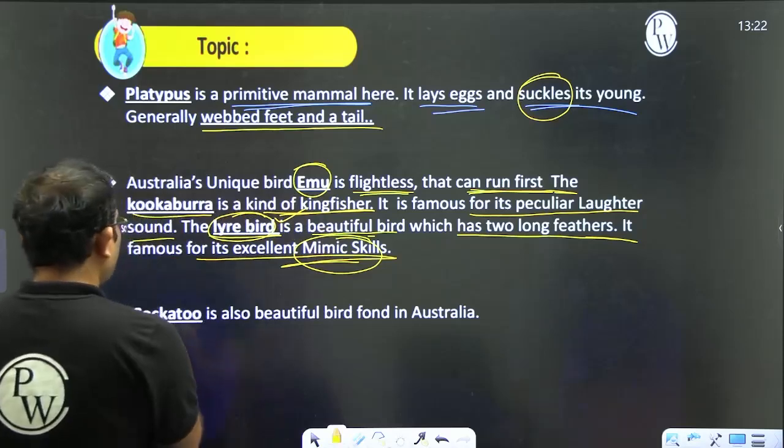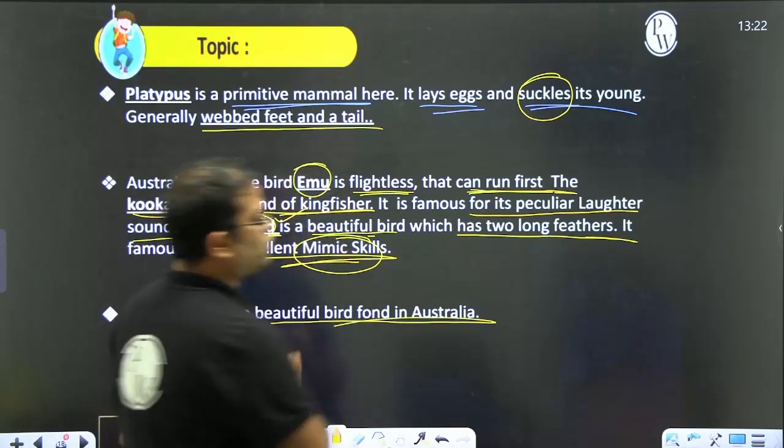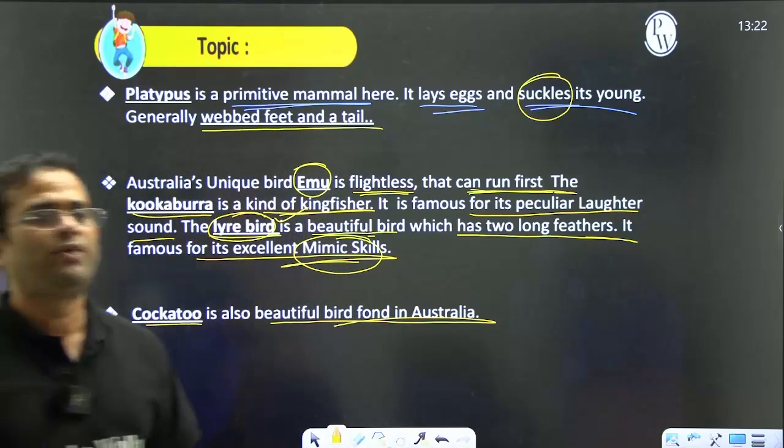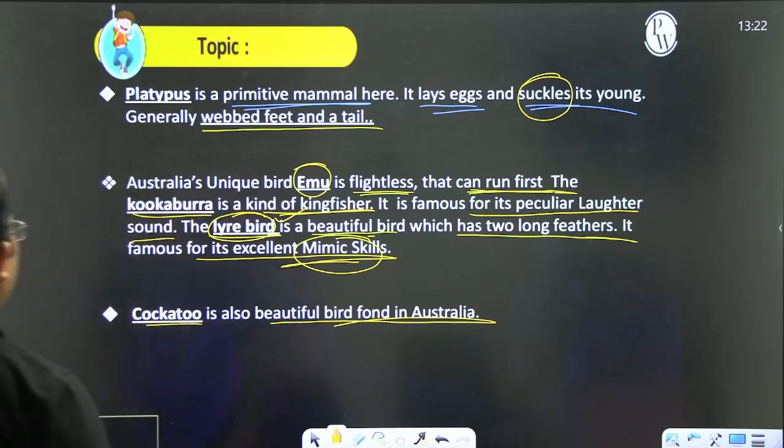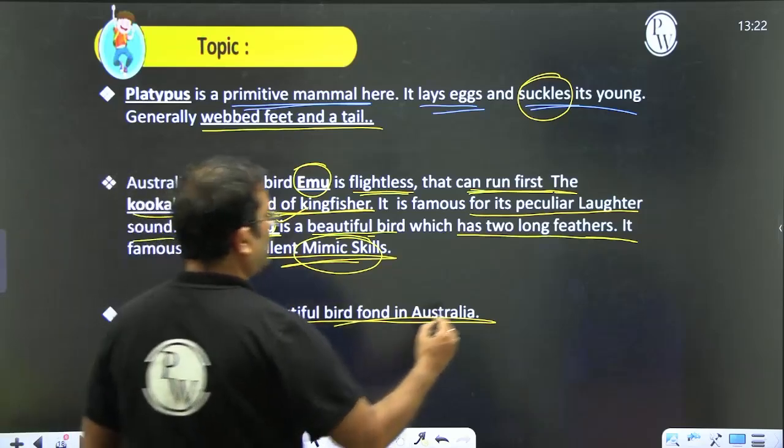Then the cockatoo is also a beautiful bird in Australia. Cockatoo is another variety of bird. It is very beautiful in Australia. Cockatoo, also a beautiful bird in Australia.